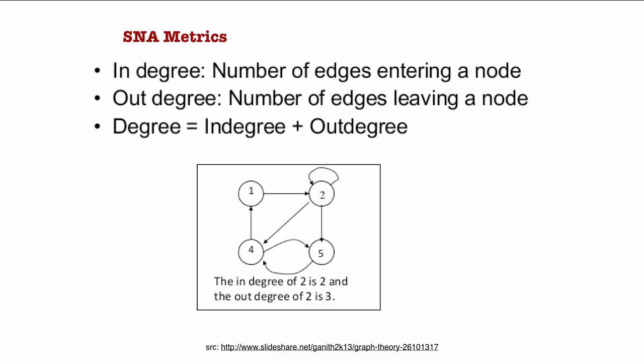Out degree equals the number of edges leaving a node. In this example, edges are going away from node 2 to 4 and node 2 to 5. Node 2 also has a self loop. Therefore, the out degree of node 2 is 3. Total degree of a graph is calculated by summing the in degree and out degree.